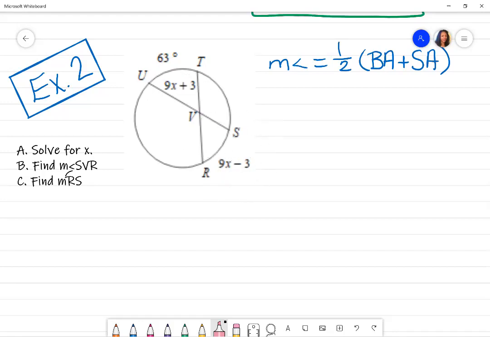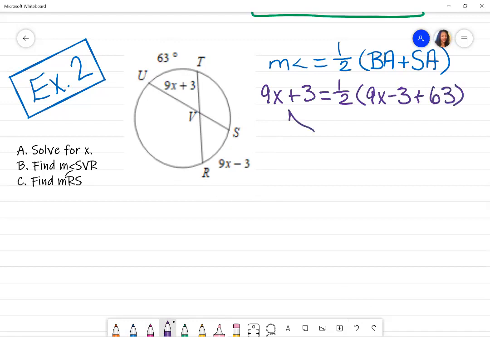And now I just substitute what I know. What I know is that the measure of the angle is written as an expression, 9x plus 3, set equal to 1/2 of the big arc. I don't know it because this is shown as an expression. So I personally just like to put my variable first, but it doesn't matter. Plus, because that's the formula, the small arc, which is the other arc that's given, 63. Because I have a fraction on the left-hand side, I want to go ahead and multiply both sides by 2 so that I can get rid of this fraction.